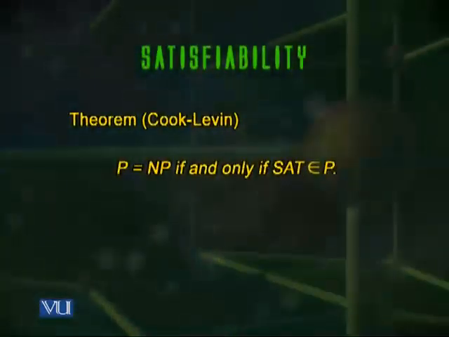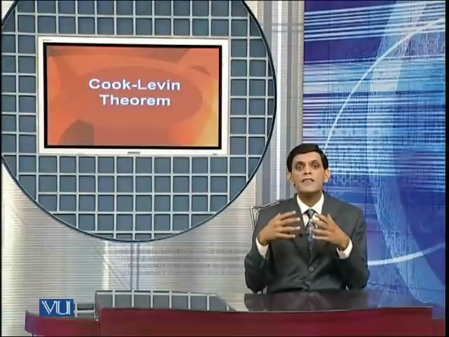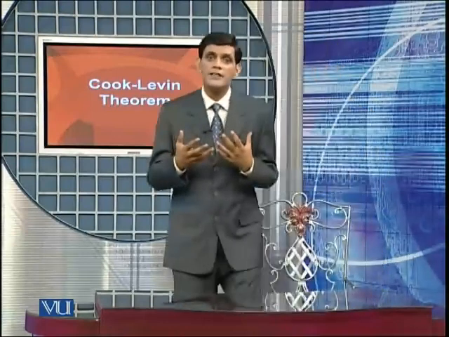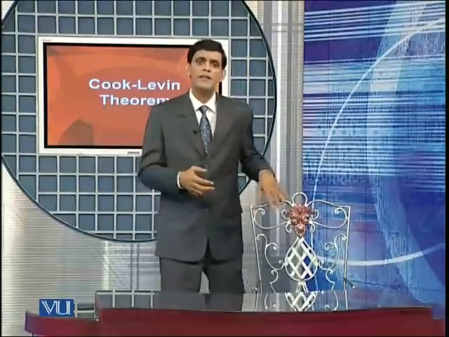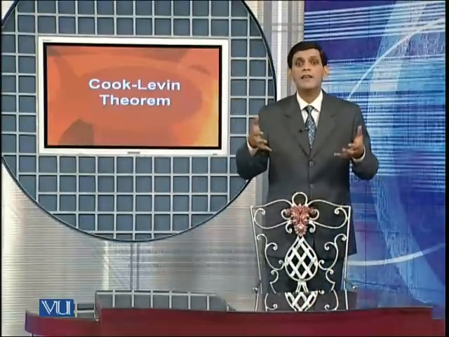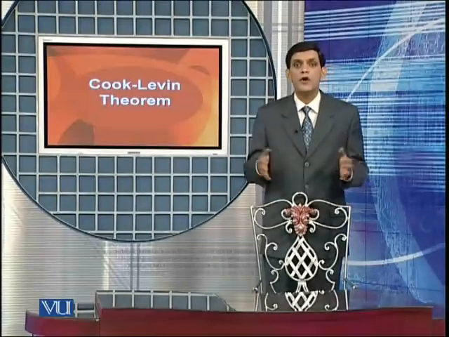The Cook-Levin theorem is extremely important because of the following consequence of it. One of the consequences of the Cook-Levin theorem is that P is equal to NP if and only if satisfiability is in P. So the Cook-Levin theorem changes the whole question of studying the class NP into studying this one problem, the problem of satisfiability. This problem is so important that if this problem is in P, then P is equal to NP. And if this problem is not in P, then P is not equal to NP.